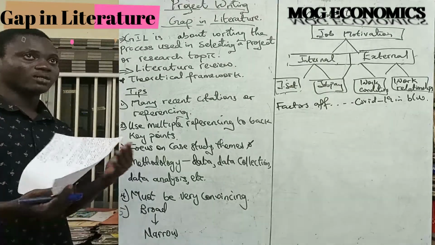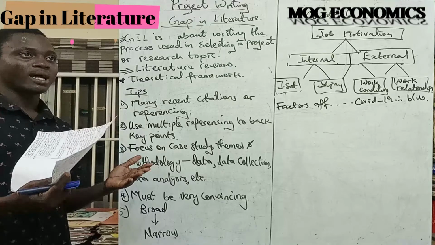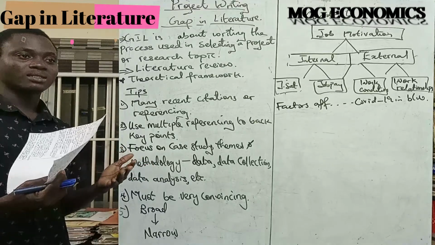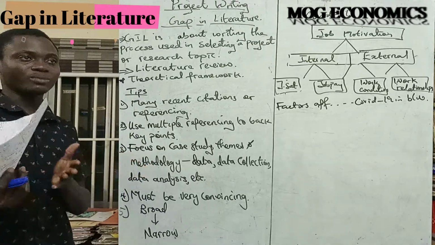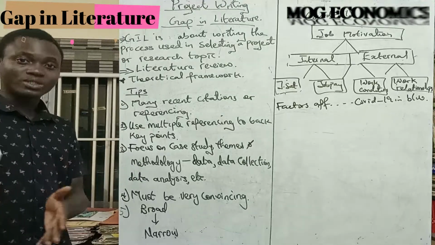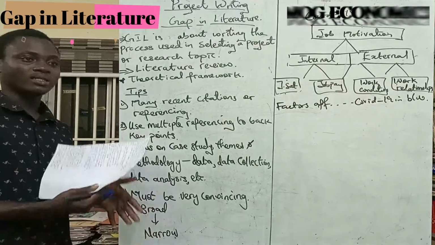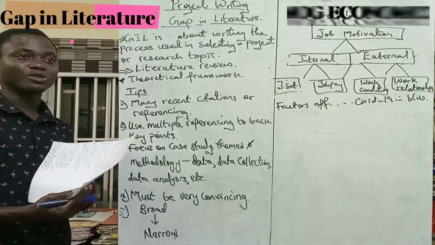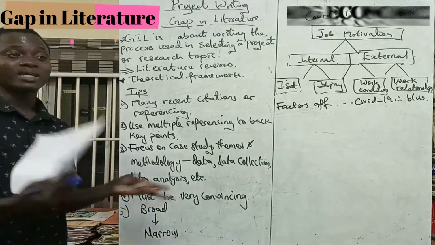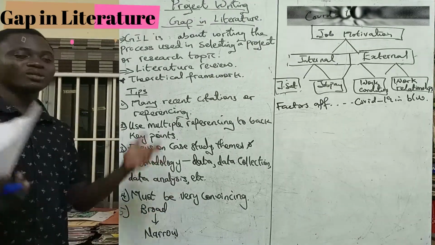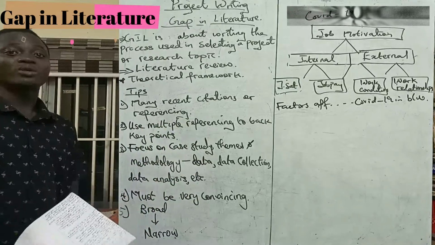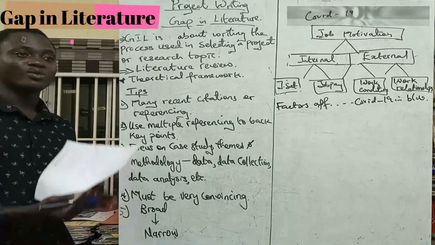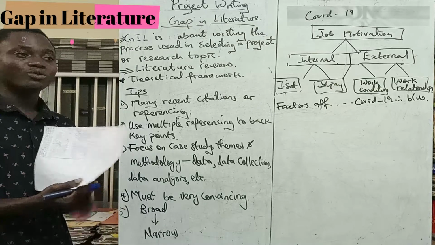I'm looking at things from the perspective of what has been happening recently in the line of this topic. Not that you won't find studies that have been done on the topic in 1988 or 1998, but of what essence is something of 1988 to you in 2022? So that's why you need to look for recent journals.